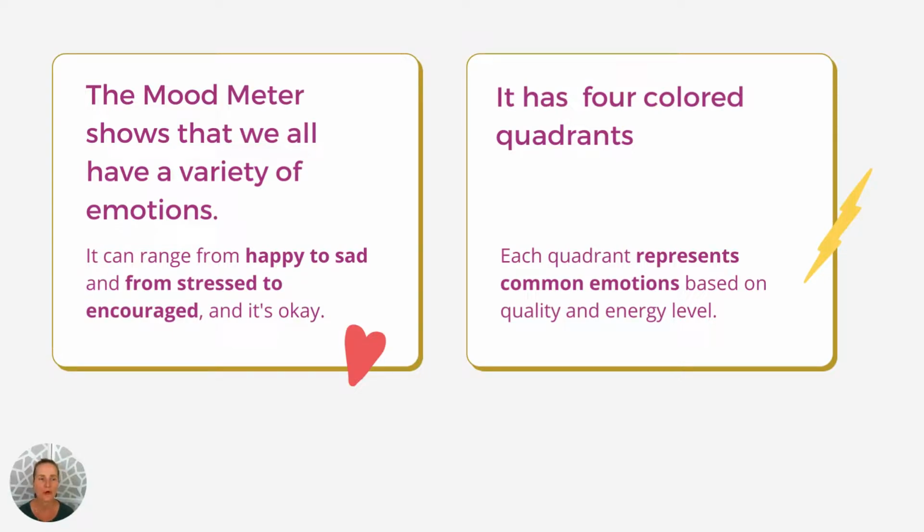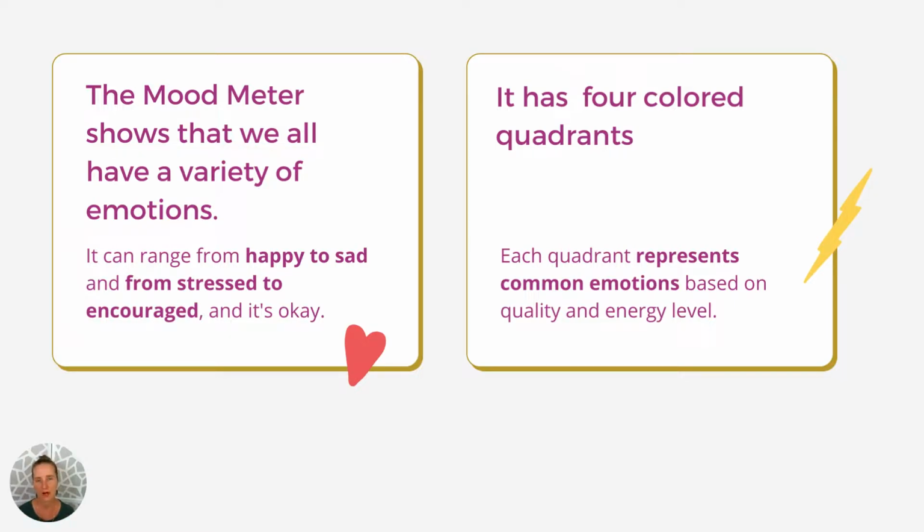So the mood meter shows that we all have a variety of emotions, and this can range from happy to sad, from stress to encouraged, and it's okay. Emotions are good. They are communication. So all emotions are valid.